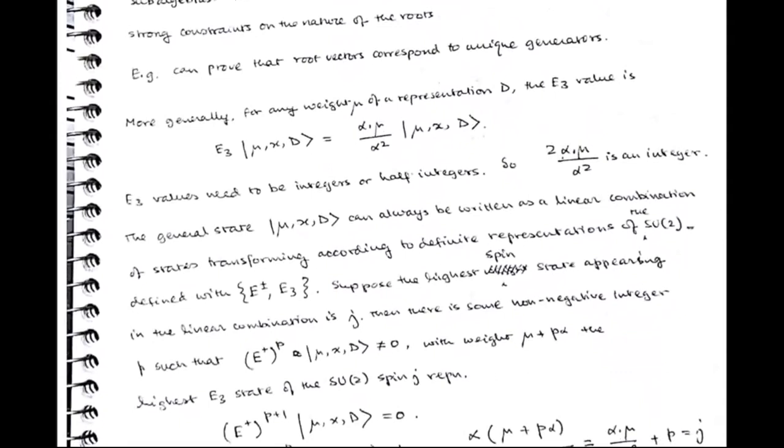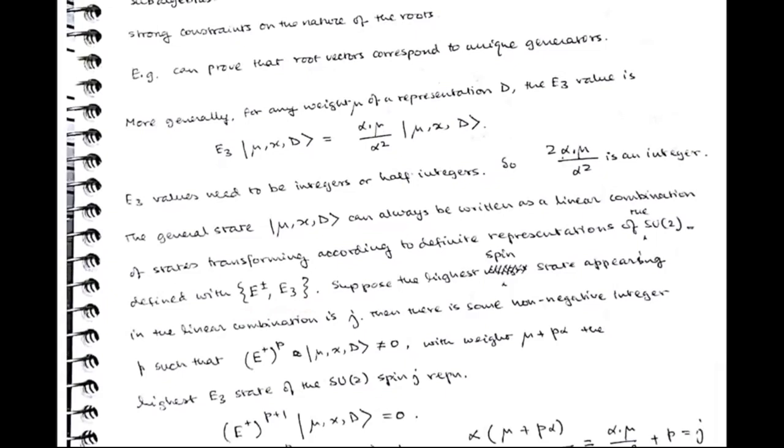So what we will see here is that a general state, this state that we wrote down earlier, can always be written as a linear combination of states that transform according to some definite representations of SU2 that are defined with E plus minus and E3 that we have actually seen earlier.